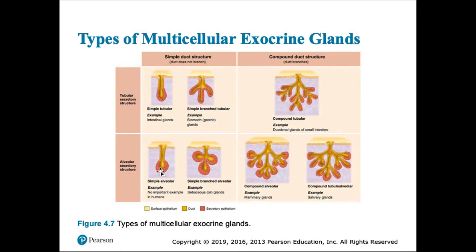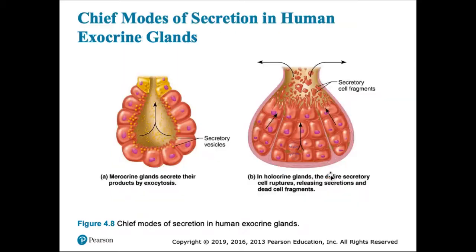And these alveolars, you can have simple. Really there's no important example in humans for these, but you can have these in some animals. But you can also have this simple branched. So these are what you would find in the oil glands. And then, of course, you can have this compound alveolar, which you find in mammary glands. And then you have this one that's kind of a mix. It's a compound tubuloalveolar. And you can find these in the salivary glands. So lots of different types of exocrine glands that we have.